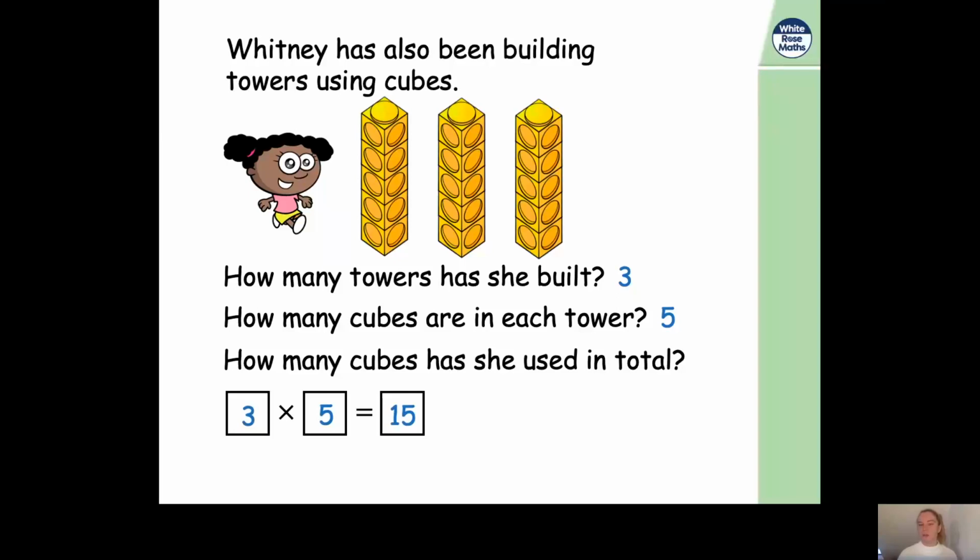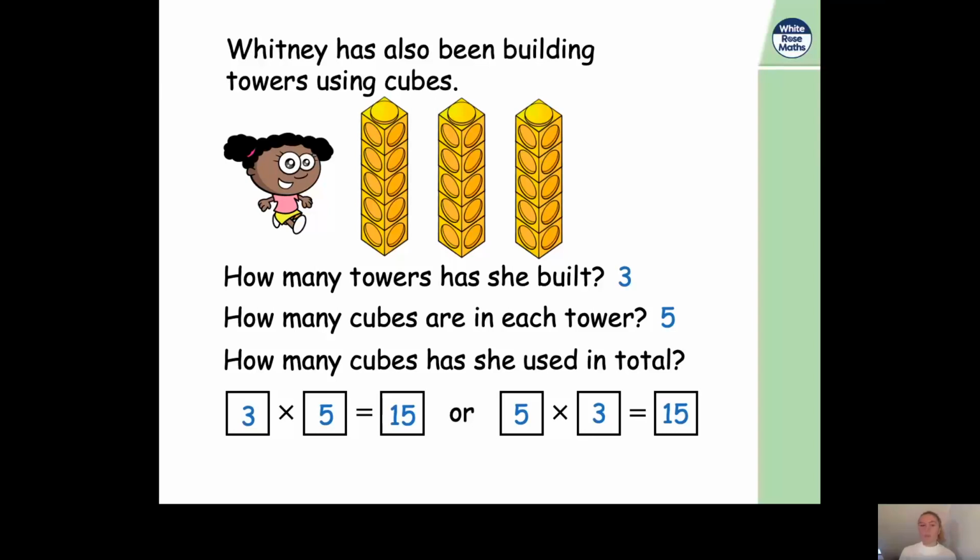Should we check that answer's correct? Let's count up together in steps of 5, 3 times. Are you ready? 5, 10, 15. There you go. We were right. 3 multiplied by 5 equals 15. And because of commutative law, what can we also say? Yes, 5 multiplied by 3 equals 15.